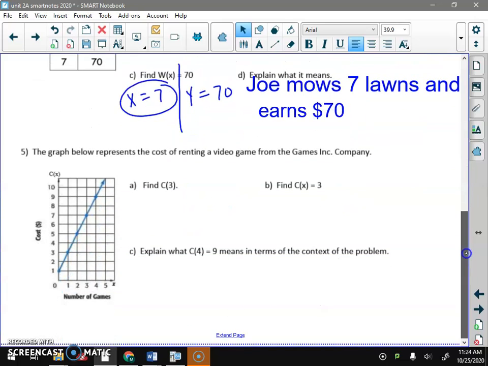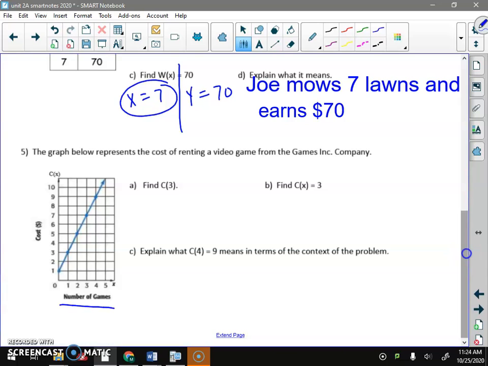Okay, we did it off the table. Now we're going to do it off a graph. Then we've got one more word problem. The graph below represents the cost of renting video games from Game Incorporated Company. Number of games is X, we'll do that blue. Cost is Y, we'll do that red. An example would be this dot right here, which says if I rent 2 games, it's going to cost me $5.